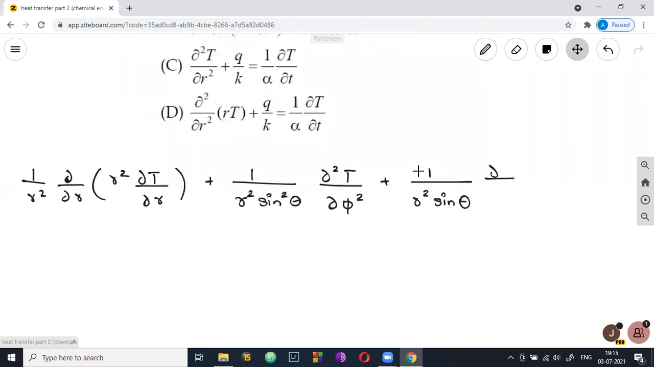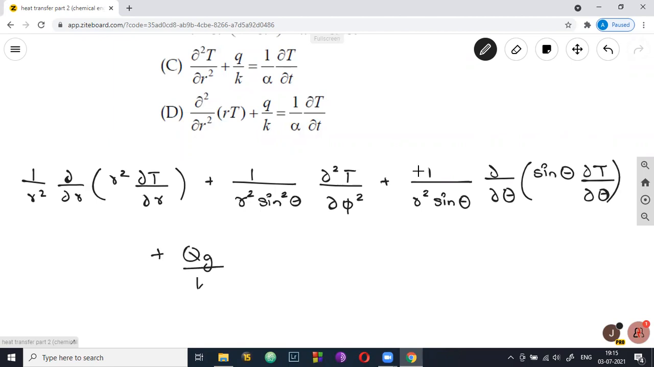Just hang on a minute, guys. Okay, so what I say now? Dou theta by sine theta dou T by dou theta plus qg by k is equals to 1 by alpha dou T by dou small t. This is the equation. So this is the three-dimensional equation of what? Heat conduction equation in spherical coordinates.